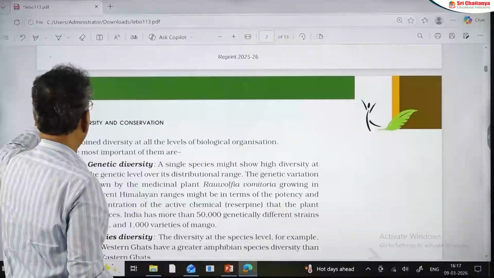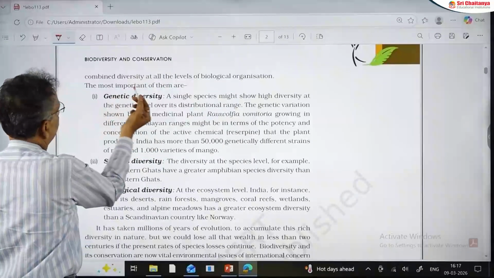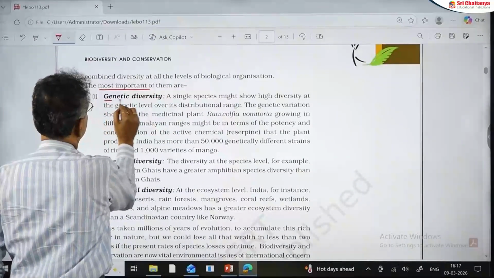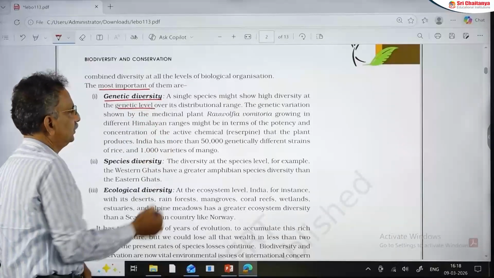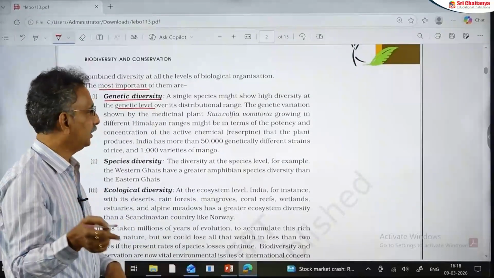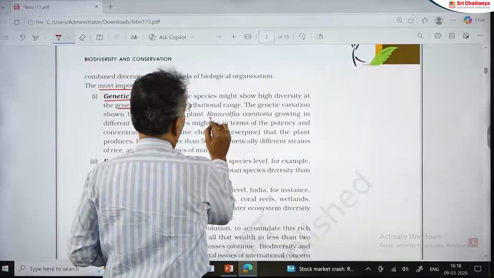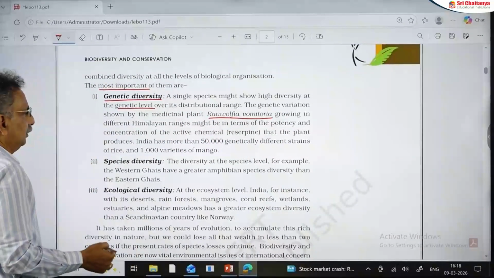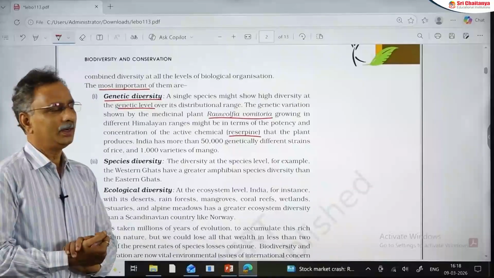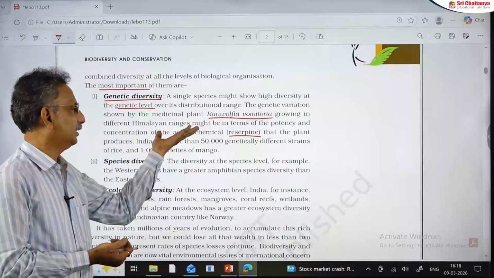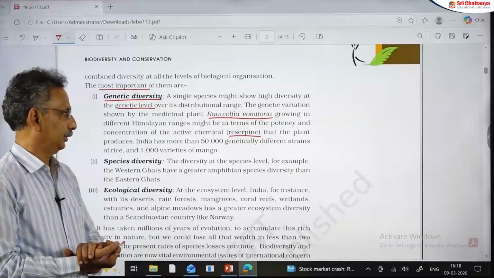Within this you can see biodiversity at different levels. Genetic diversity means diversity at the gene level. A genus is there, a species is there, and within the species, the same plant shows different variation in its product; that is genetic diversity. Here they gave Rauwolfia vomitoria and the chemical you obtain from it, reserpine. An interesting point: do you know for which disease this active chemical is given? Have a guess, that's nothing but hypertension, right?